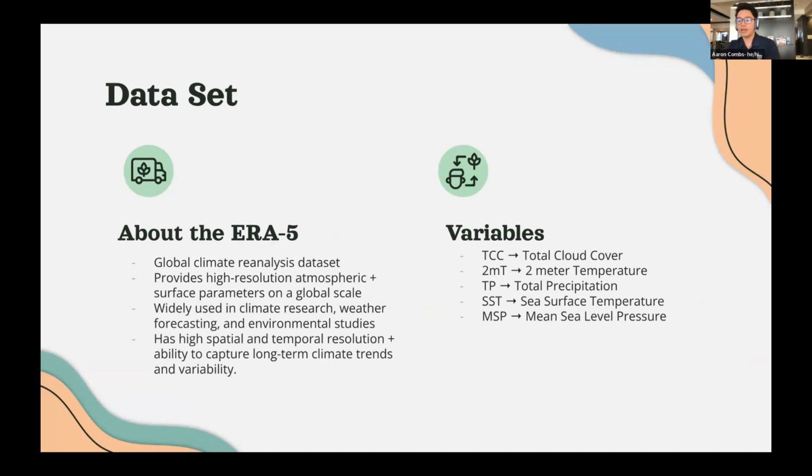The ERA5 is widely used in climate research, and as stated previously, is currently the most accurate dataset. For our research, we focused on 5 of the many variables included in the dataset: total cloud cover, 2-meter temperature, total precipitation, sea surface temperature, and mean sea level pressure, of which you can see the abbreviations are included here.